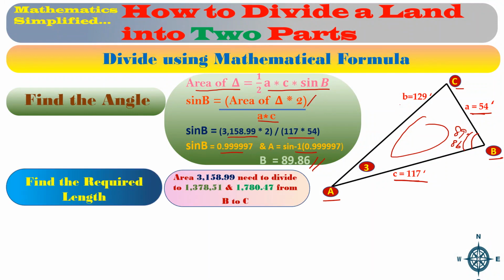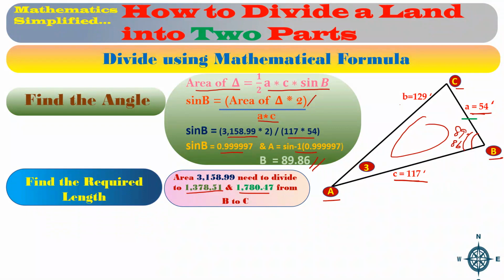So next we need to calculate the required length. We know the total triangle area, and we need to divide it into this and this, which we already calculated as 43 and 54 something. After division, the first side, from south to north, B to C: from the B side we need this area to be 1378.51, and the other side, from the C side, we need 1780.17.